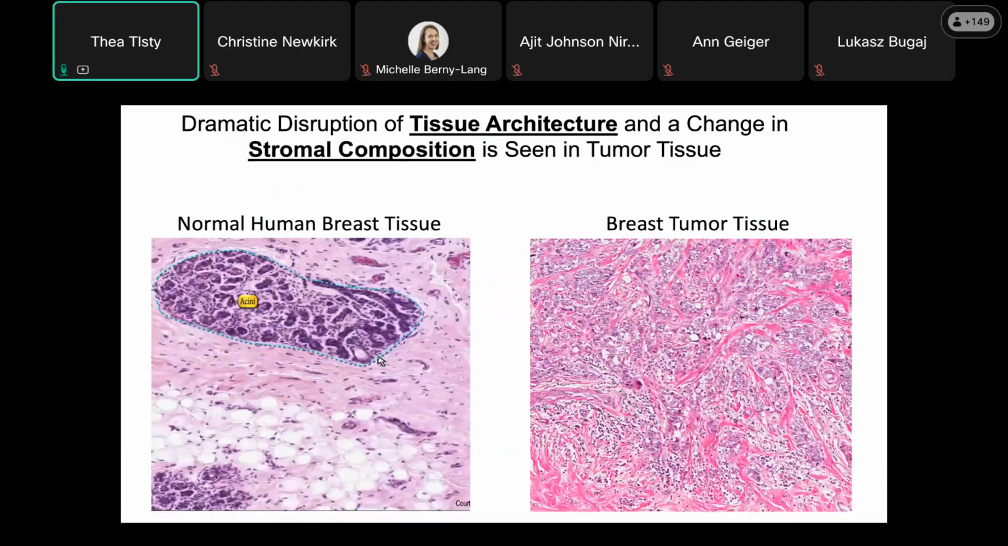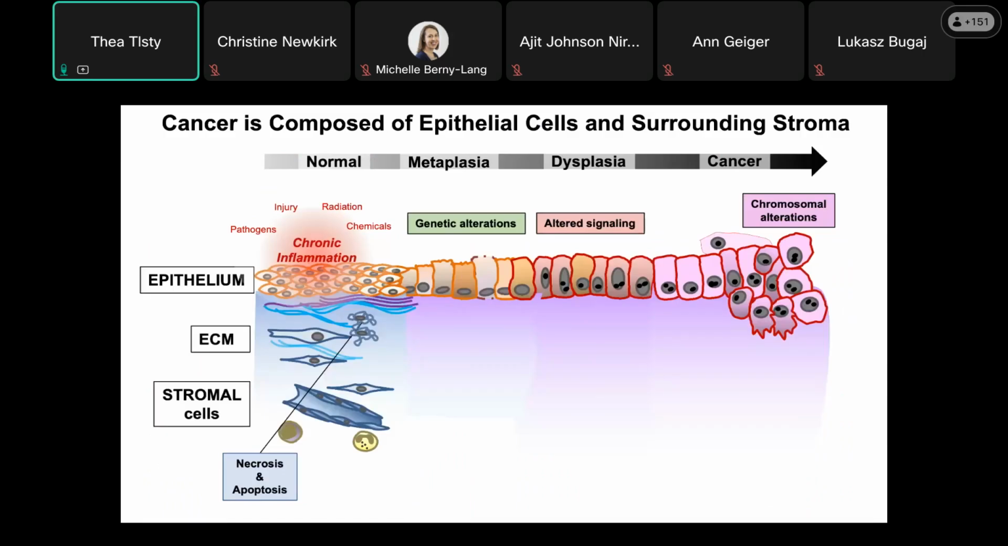So if one looks at the tissue, on the left, I'm showing normal human breast tissue. On the right, I'm showing a human breast cancer. Of course, you can see that the epithelial cells have changed quite dramatically from their proper ductal architecture. But if you look at the stroma, you see that that is just as prominently disrupted as well, both in terms of architecture and composition. And so this leads us to look at the stroma.